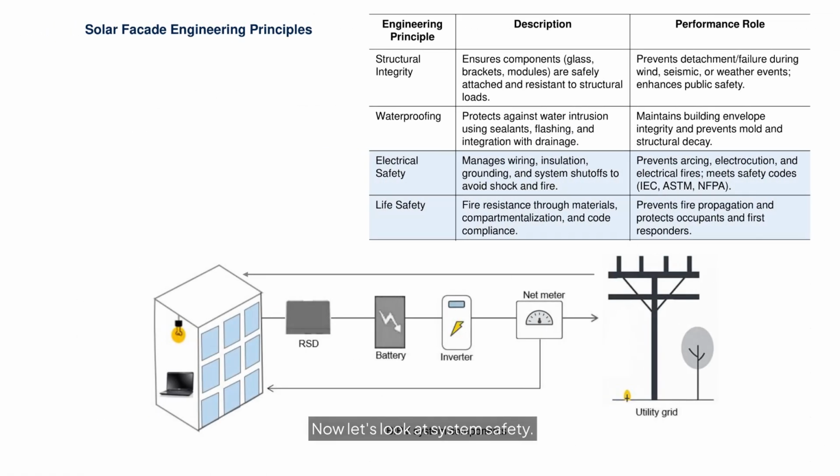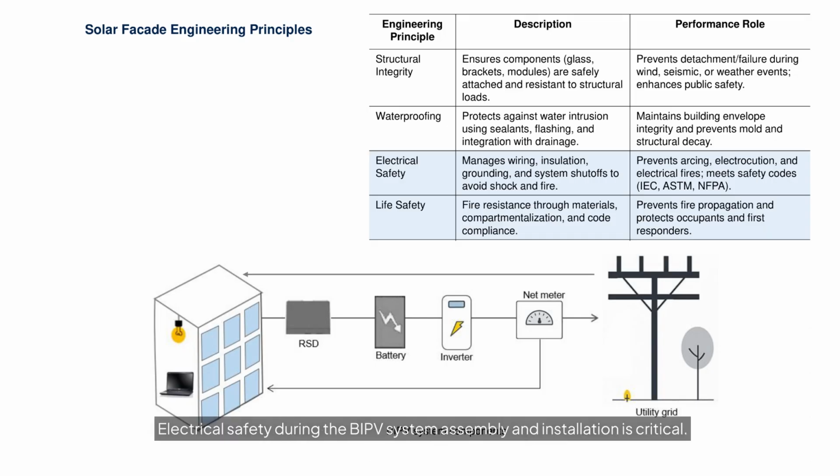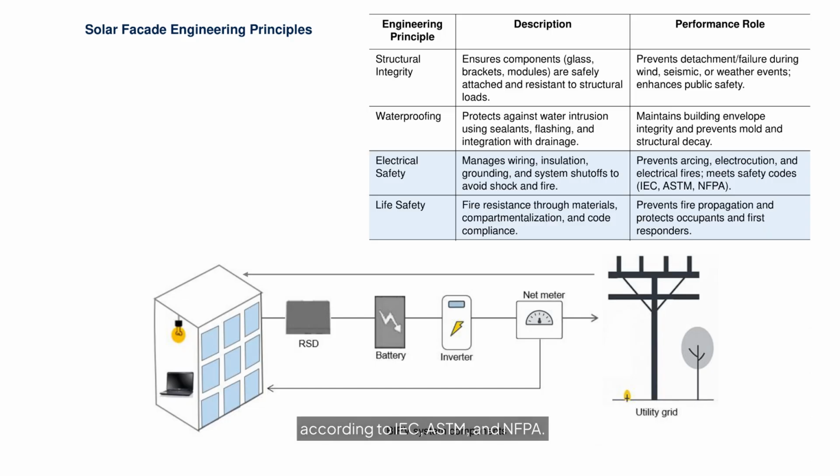Now let's look at system safety. Electrical safety during the BIPV system assembly and installation is critical. BIPV systems incorporate safe electric wiring, insulation, and grounding to prevent arcing, electrocution, and electrical fires. The BIPV system needs UL certification and must meet safety standards according to IEC, ASTM, and NFPA.